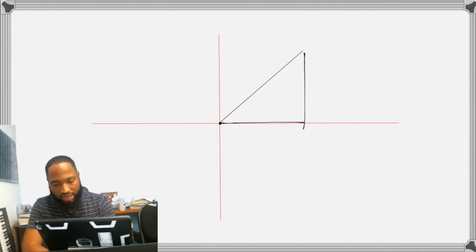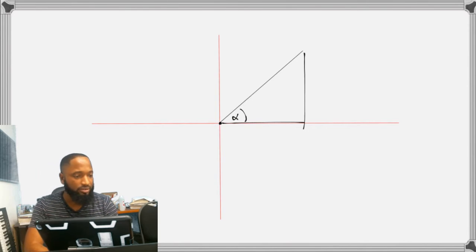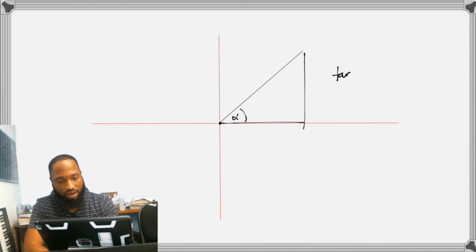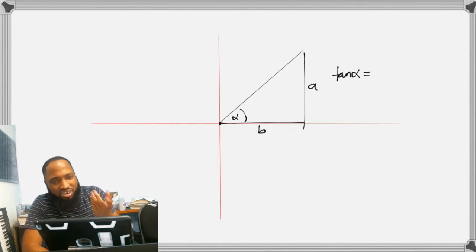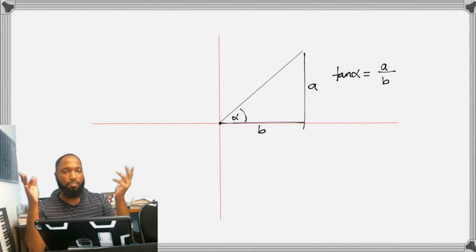I'd see this angle here, alpha. The tan of alpha would be the opposite over the adjacent. Let me just say this is A and this is B. A over B. That's that.